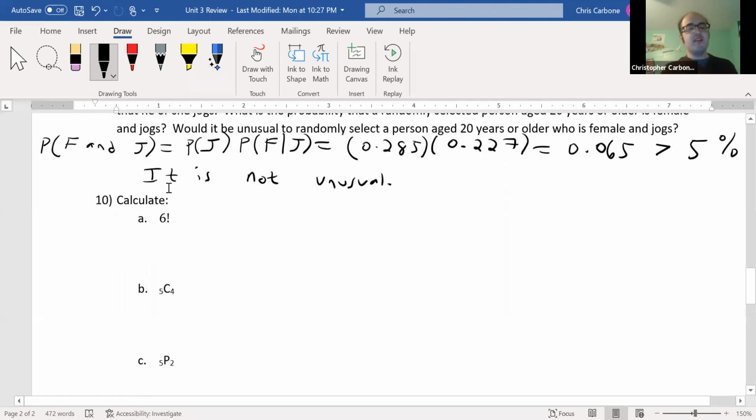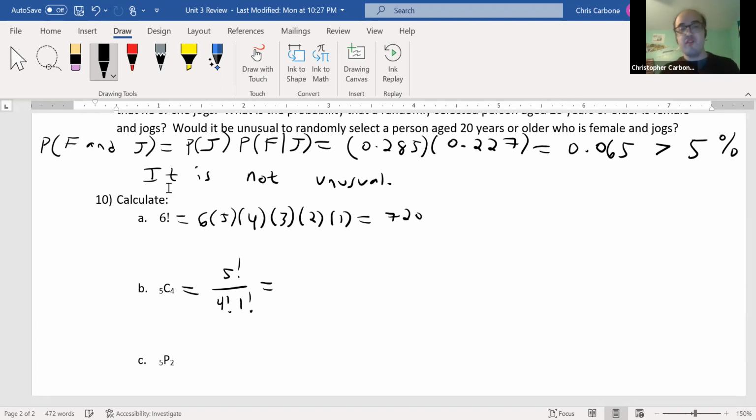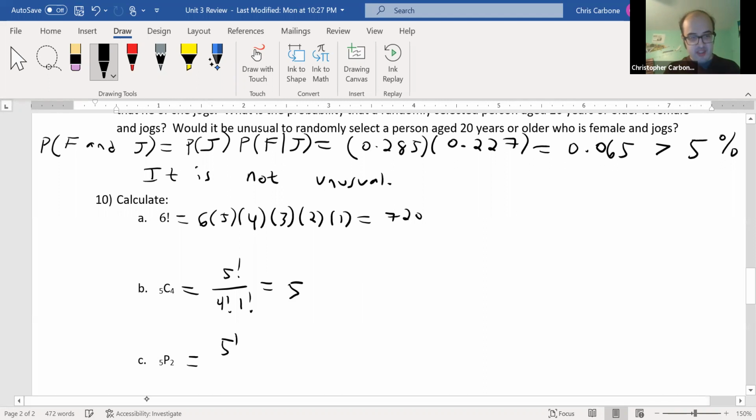All right, moving on. Number 10, we want the value of 6 factorial. This should just be 6 times 5 times 4 times 3 times 2 times 1. This would give us 720. 5 choose 4, this is 5 factorial divided by 4 factorial times 1 factorial from 5 minus 4. Most of this cancels and we're just left with 5. 5P2, so the permutation, 5 factorial divided by 5 minus 2 factorial, or 3 factorial. We're just left with 5 times 4, which is 20.